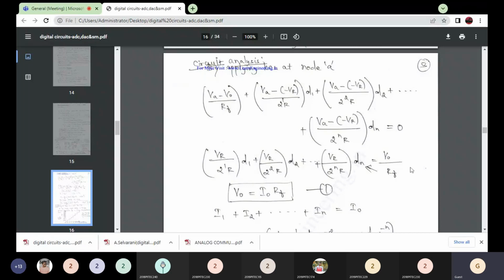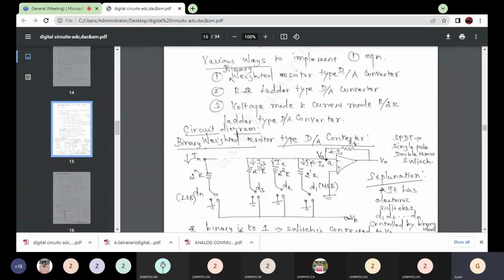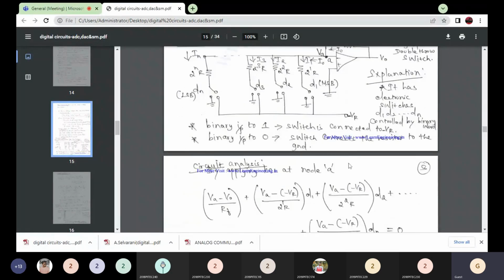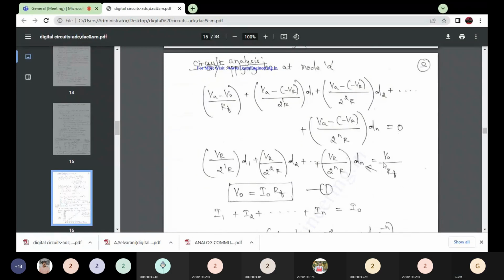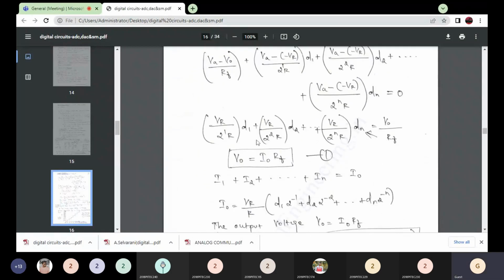It should be equal to I naught. So that is I1 plus I2 plus I3 plus up to IN, it should be equal to I naught. That is, the entering current is I naught, and the leaving currents are I1 to IN. Clear? So the sum of these currents represents I naught, so I naught into the feedback resistance, right?